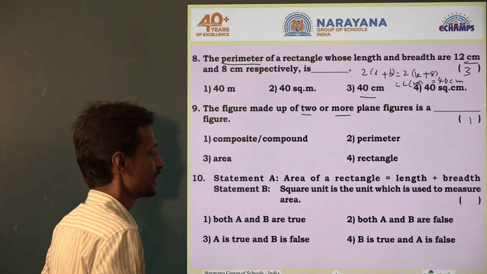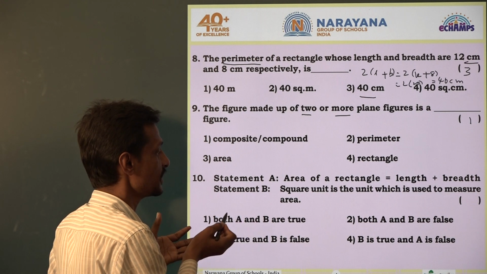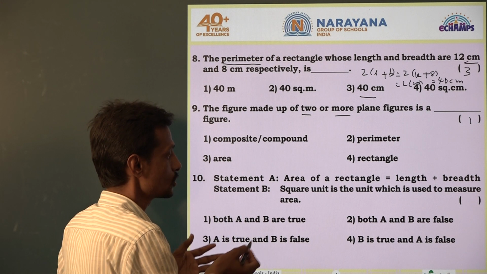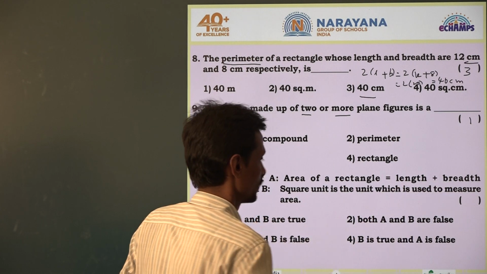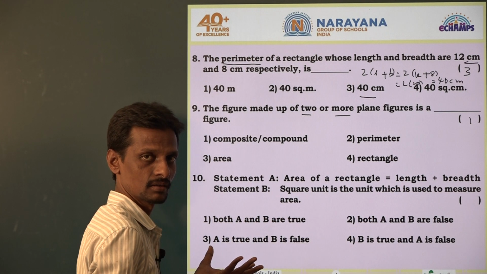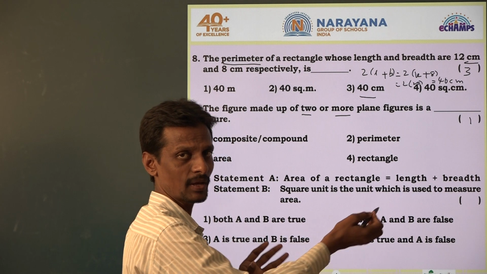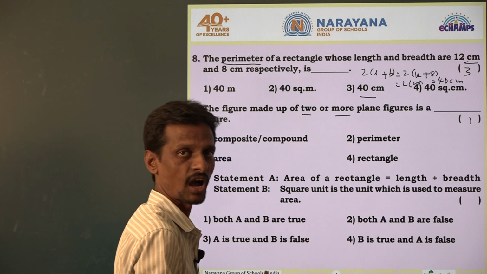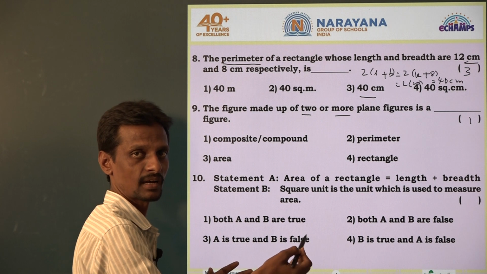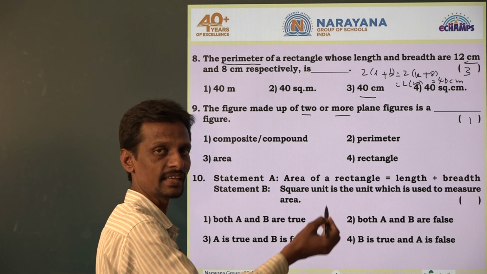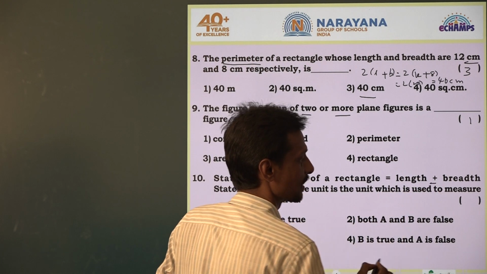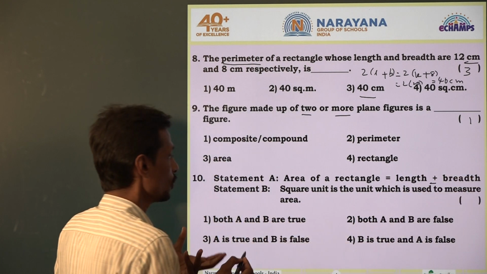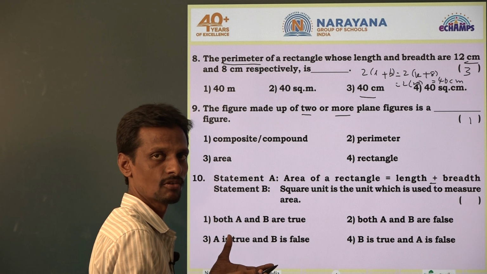Next, 10th one. The statement A and statement B is given here also. So area of a rectangle, length plus breadth. Is it correct? Say children, it is correct? Length plus breadth. No, it is wrong. Length into breadth. Area of rectangle is length into breadth. But here given length plus breadth. So statement A is false.